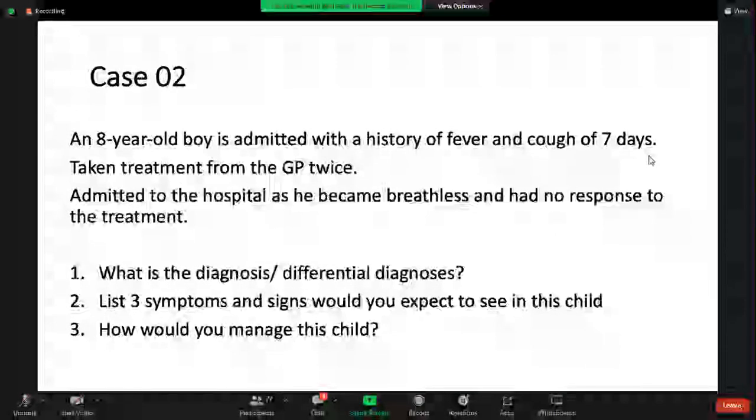Right. So yes, you can start a macrolide. Anything else you want to add? Because this baby received treatment twice from a GP, and then again, despite that, became breathless and came into the hospital. So what else would you do here?